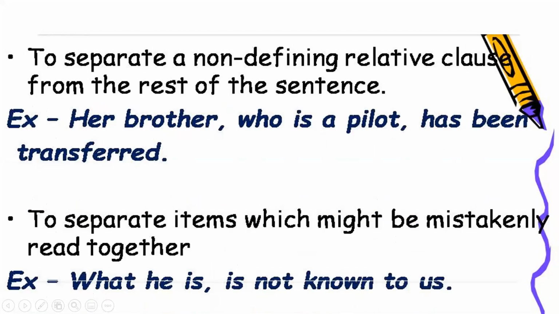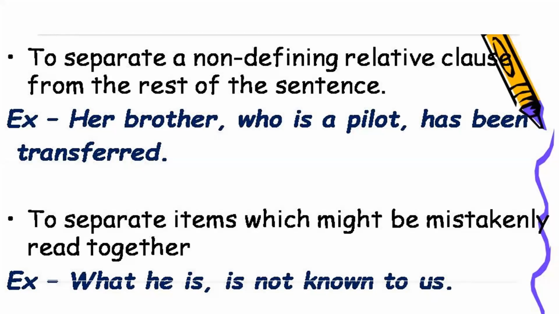Again, to separate, very important, we have done this when we were doing the non-defining and defining relative clause, when we were doing the clauses chapter. To separate a non-defining relative clause from the rest of the sentence, I had taught you that a defining relative clause and non-defining relative clause can be distinguished how? A non-defining relative clause is always separated by commas.